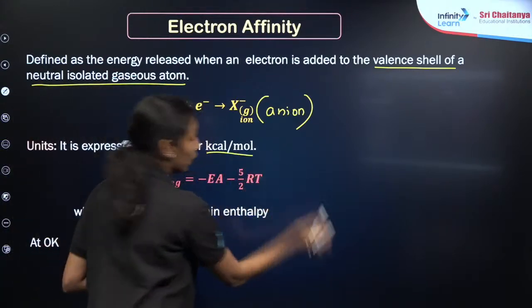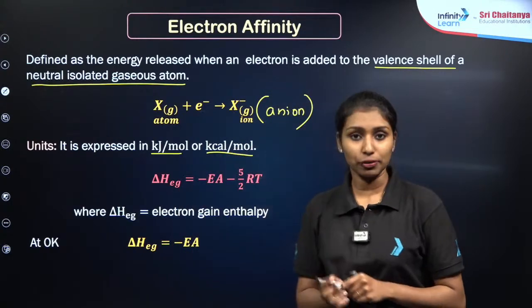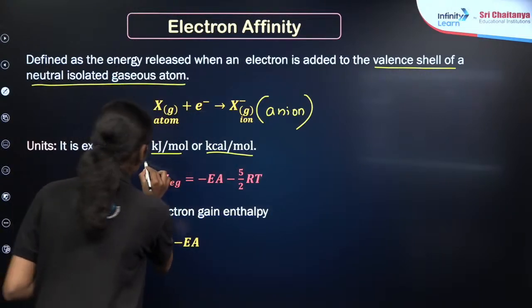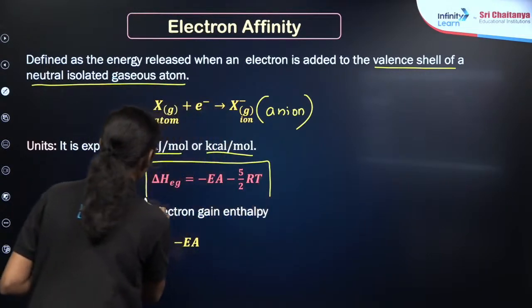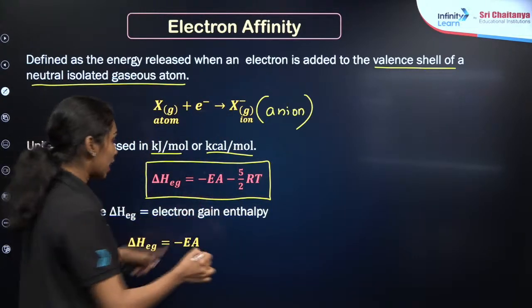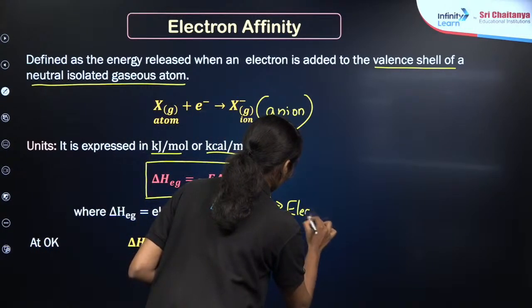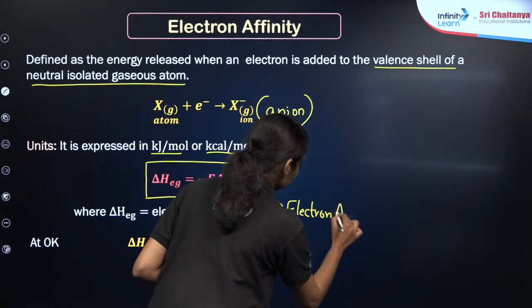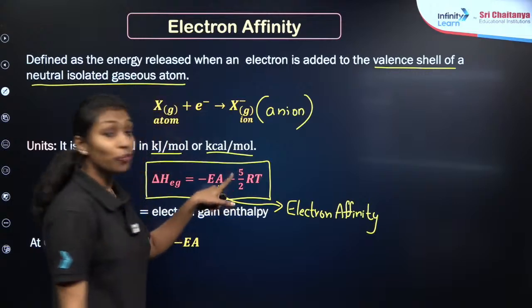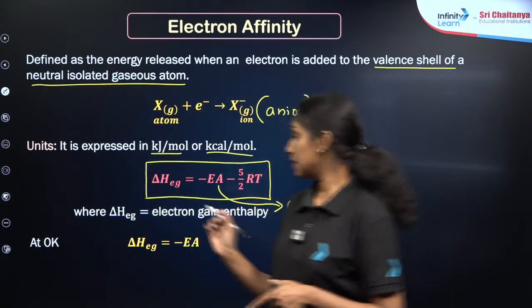In the case of electron affinity, the unit is kilojoule per mole or kilocalorie per mole. Then there is a relationship between electron gain enthalpy and electron affinity. As you can see here, this is the equation: the electron gain enthalpy, delta HEG, is equal to minus EA, where EA is our electron affinity, minus 5 by 2 into R into T, where R is the gas constant and T is the temperature in Kelvin. Clear?